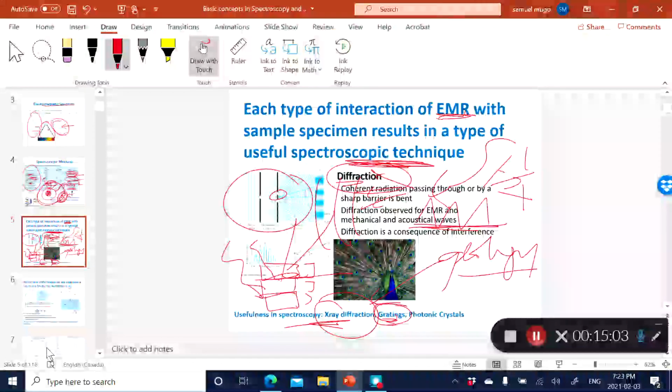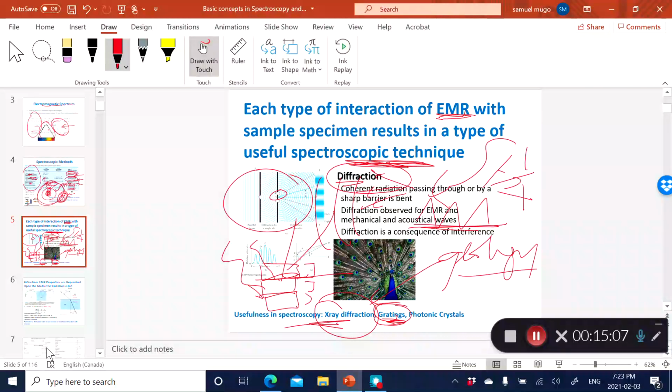And so it's a very, very important component in all spectroscopy, you need a grating, and a grating is based on the diffraction technique.